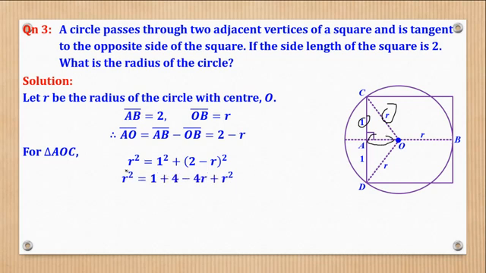Expand, then this and this will cancel, and this will give you 5 to come up with 0 equal to 5 minus 4R. Then make R the subject to get 5 over 4, and that is the radius they wanted.